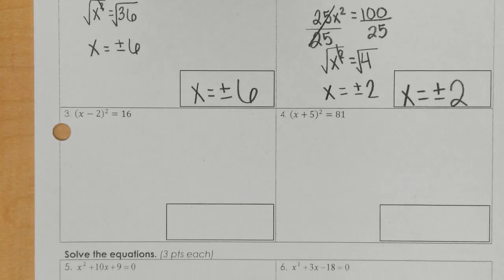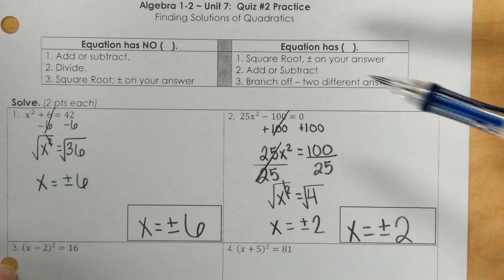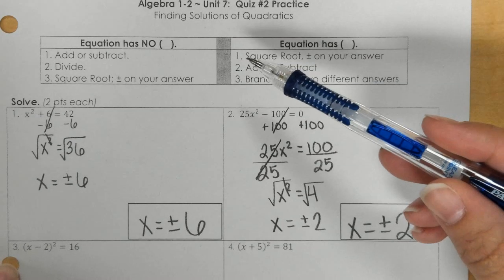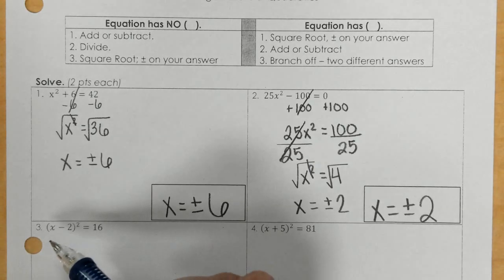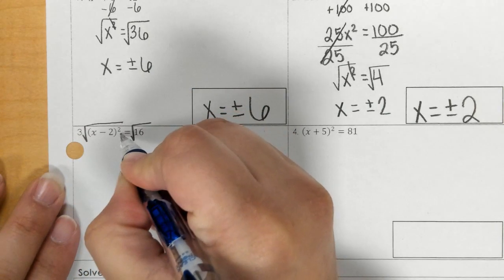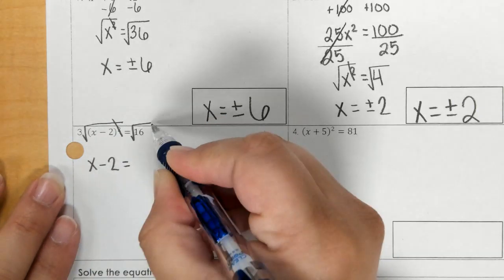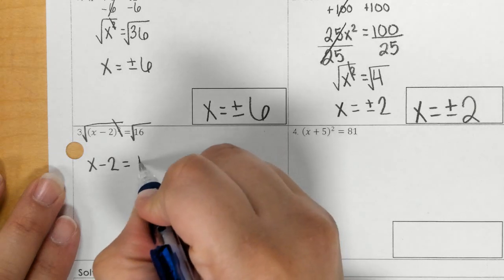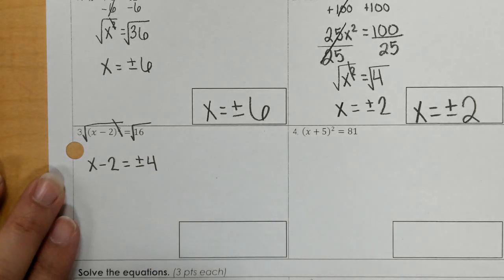Okay, for number 3, since this problem has parentheses, we're going to use these steps right here. So step 1, it says square root both sides and then plus or minus on your answer. So down here in number 3, if I square root both sides, it cancels this out, and we're left with x minus 2. Then the square root of 16 is plus or minus 4, because it said in step 1, put plus or minus on that answer.